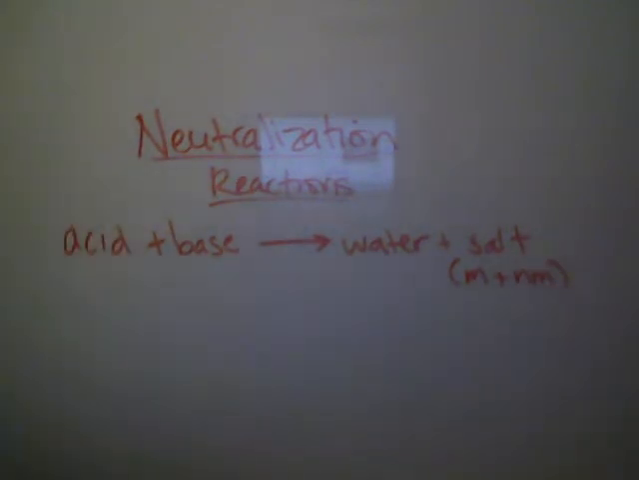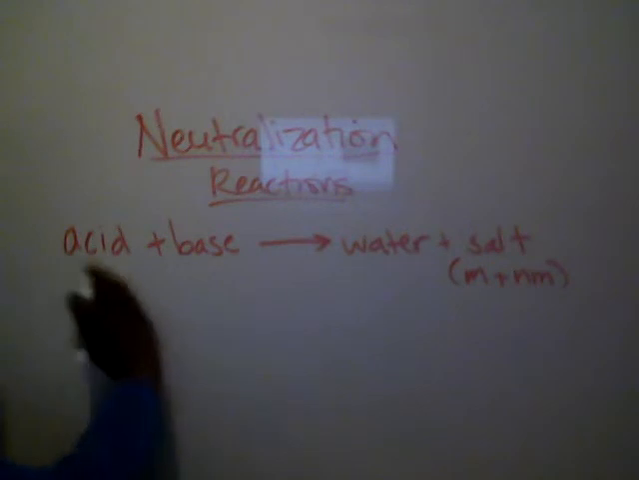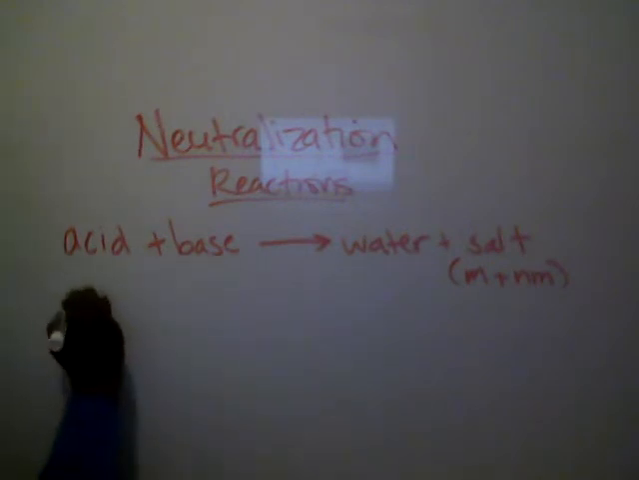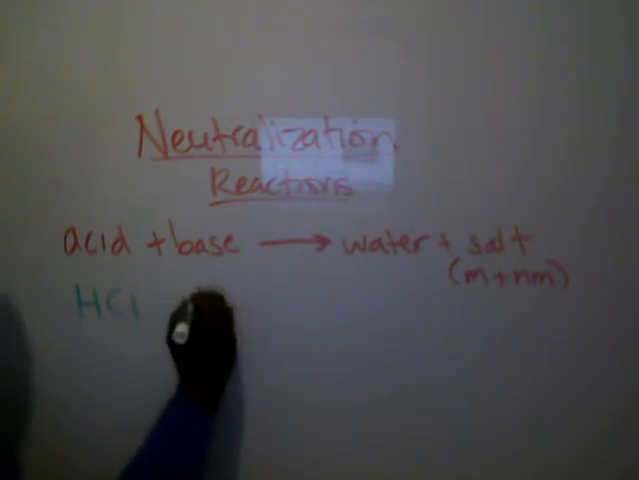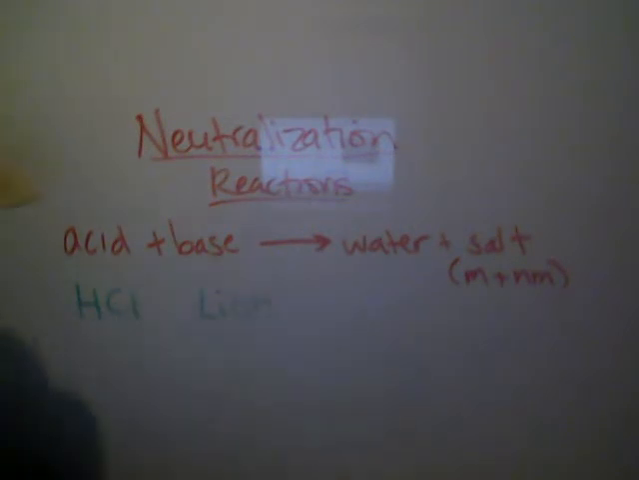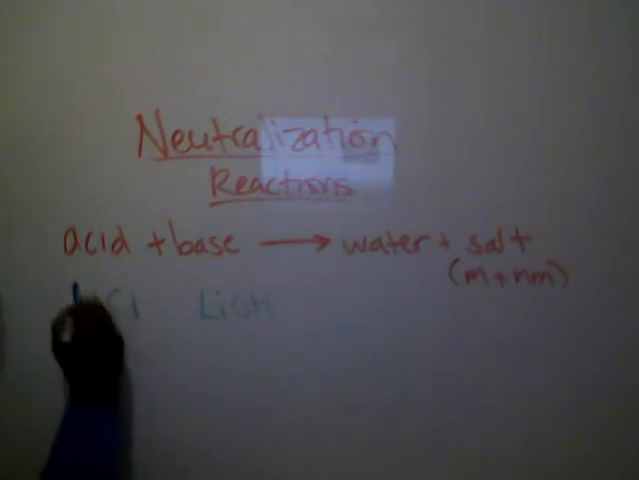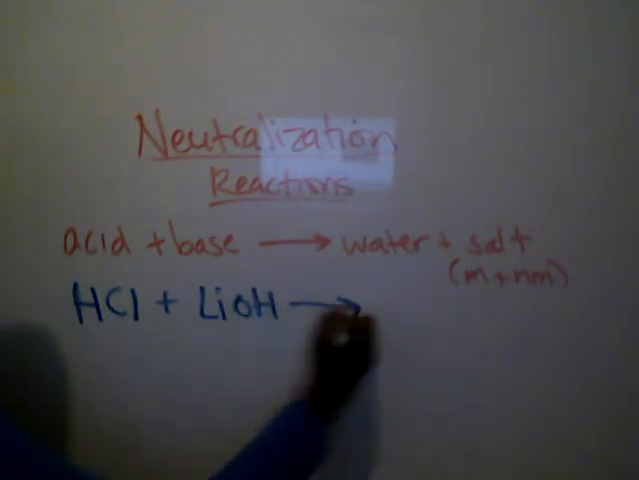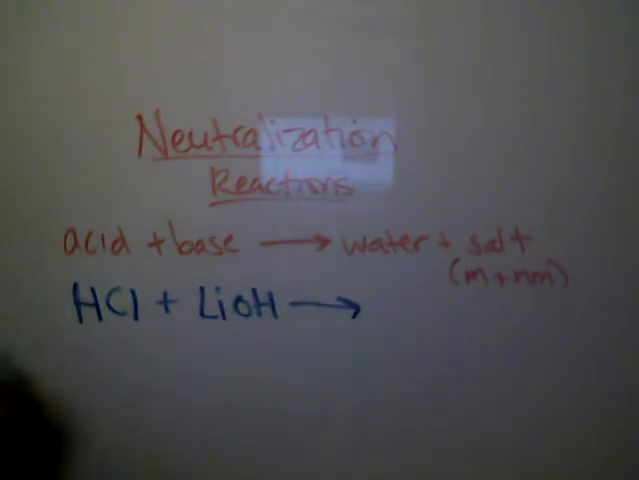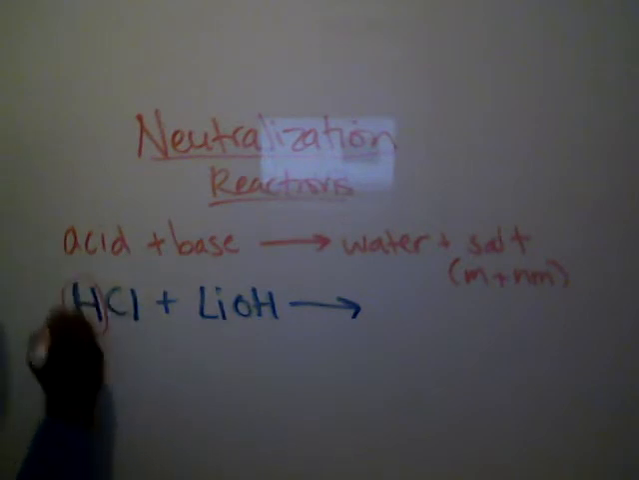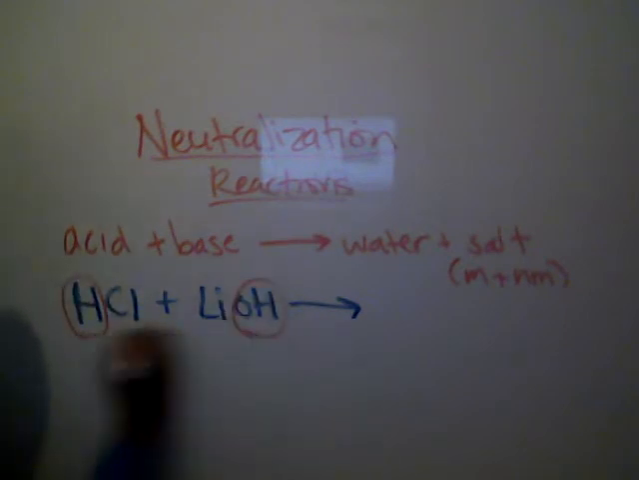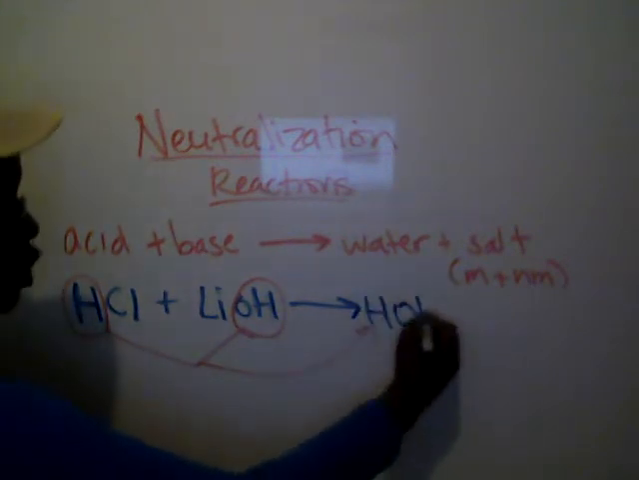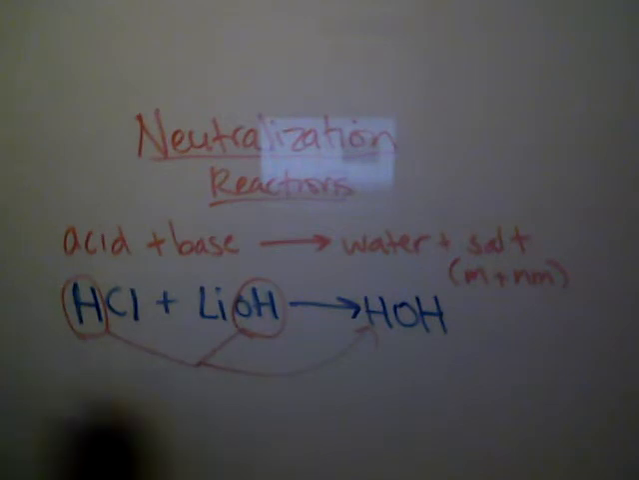Okay. Now we'll look at an example. So let's say, and it doesn't matter the acid or the base. You can add strong, weak, doesn't matter. We just need to add an acid and a base. So let's say we take HCl and LiOH. So HCl plus LiOH, and we want to add those together. What will actually happen is the hydrogen from the acid and the hydroxide from the base, those are what come together to give us water. So water you can think of as HOH or H2O. We get a hydrogen and a hydroxide.